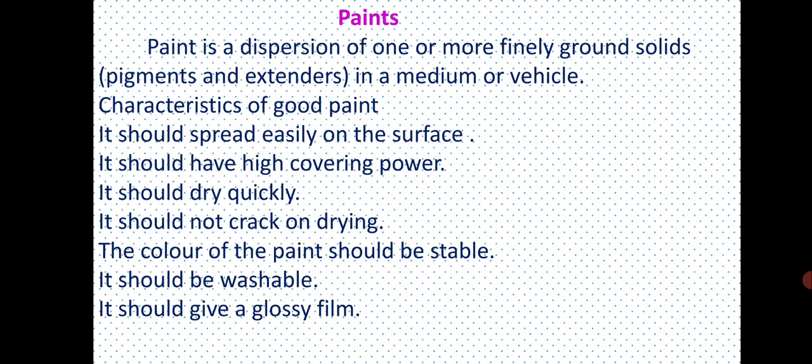First one, that is paint. What is paint? Paint is the dispersion of one or more finely ground solids, that is pigment and extender, in a medium or vehicle. What are the characteristics of good paint?